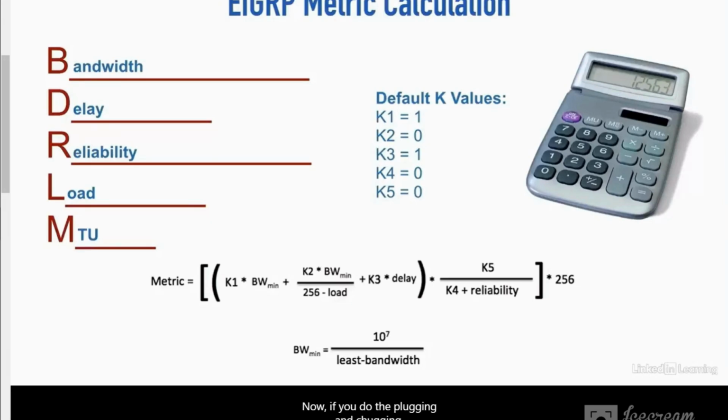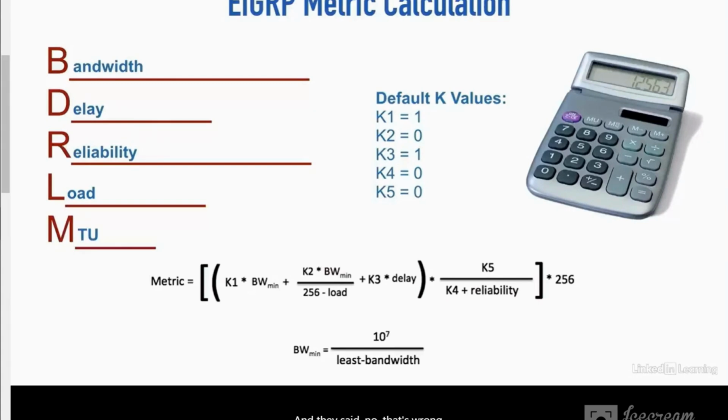Now, if you do the plugging and chugging, you'll see that it really falls out to where EIGRP is really only considering bandwidth and delay by default. In fact, that was a question I missed on a technical interview. When I was getting a job down at Walt Disney World as a network designer, they used EIGRP on over 500 routers at Disney World, and they asked me, by default, what does EIGRP use to determine the metric? And I knew this acrostic, so I rattled it off. I thought, big dogs really like me. And I said really quickly, it's bandwidth, delay, reliability, load, and MTU.